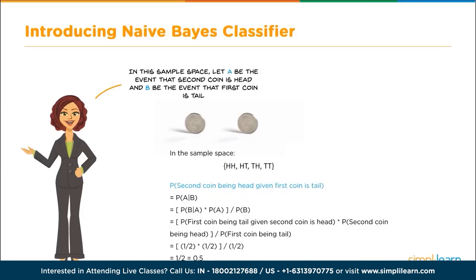In this sample space, let A be the event that the second coin is head and B be the event that the first coin is tails. Again, we reversed it because we want to know what the second event's going to be, so we're going to be focusing on A.